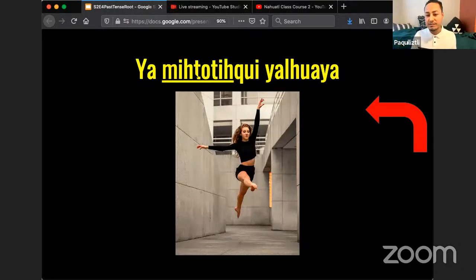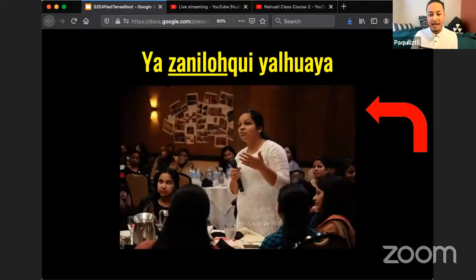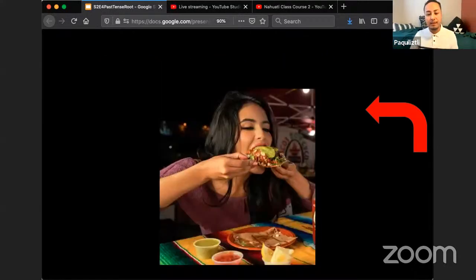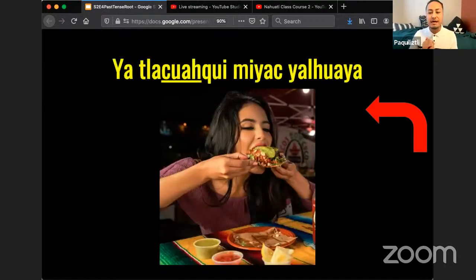You see right here is the past tense root. And there's about 6 of these. Ya sanilohki yalguaya. So basically these are slides you've seen in the past, but I'm highlighting the past tense root. Ya kihkohki yoyomit yalguaya. This one, ya tlacuahki miak yalguaya.